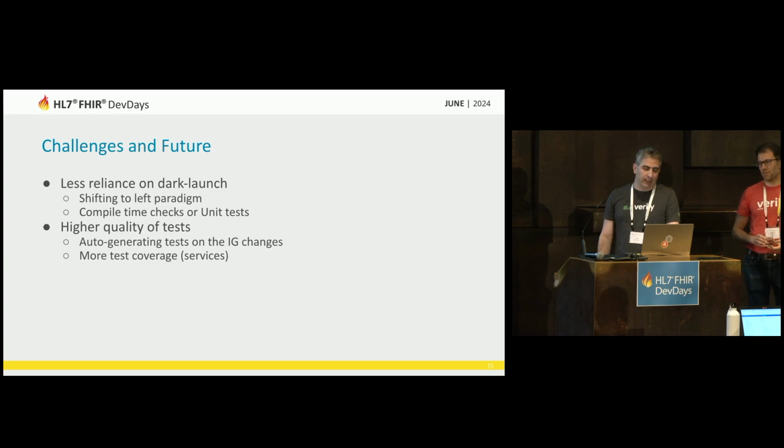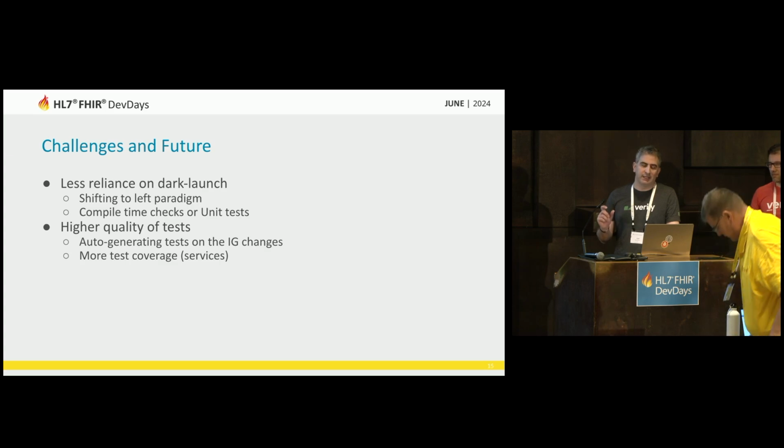Basically, if we can check at compile time, for example, these multiplicity checks could be checked at compile time, or we have unit tests and then integration tests, and then we can have better confidence in our launches. In terms of the quality of tests, these are manually crafted tests. We need to make sure the quality is good, and that they have good code coverage, first of all. Also, we are working on some automated test generation.